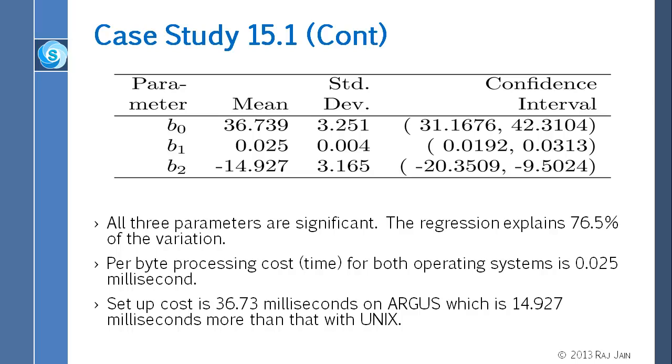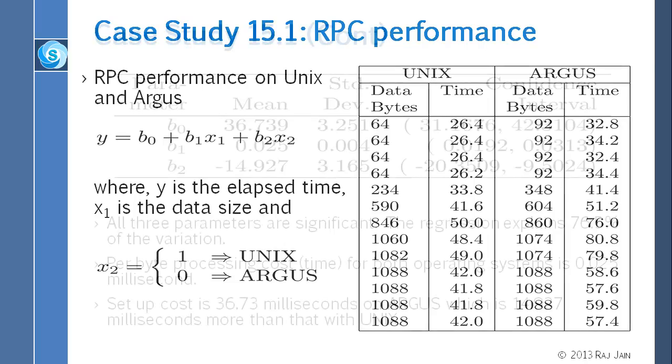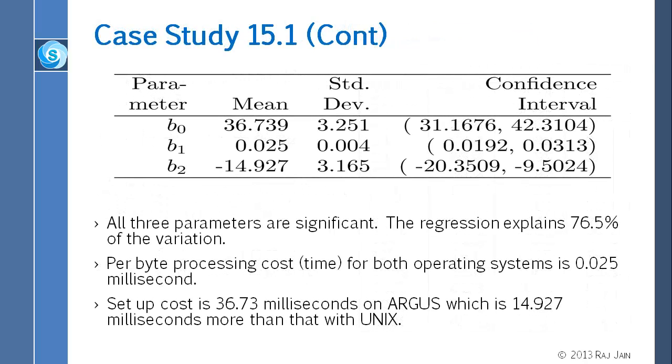Per byte processing for both operating systems is 0.025 millisecond. That is the intercept, that is the B0. If you have 0 and 1, when you put a 0, per byte is B1 anyway. B1 is always, okay, so B1 is what we are reading here. So B1, 0.025, is the per byte cost. And then the setup cost on the 2 operating systems, Argus and Unix.